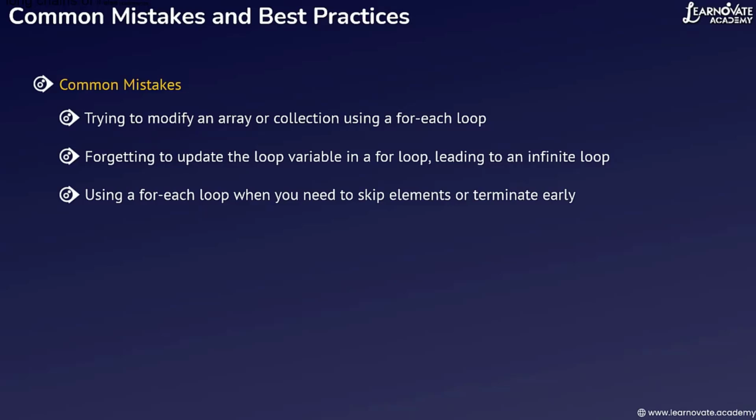Using a for each loop when you need to skip elements or terminate early is another mistake which we commonly see with inexperienced developers. This is not possible because we can't get the index of the element of the array.